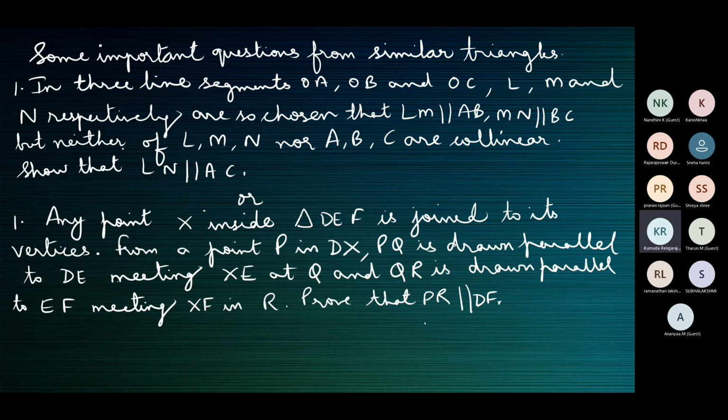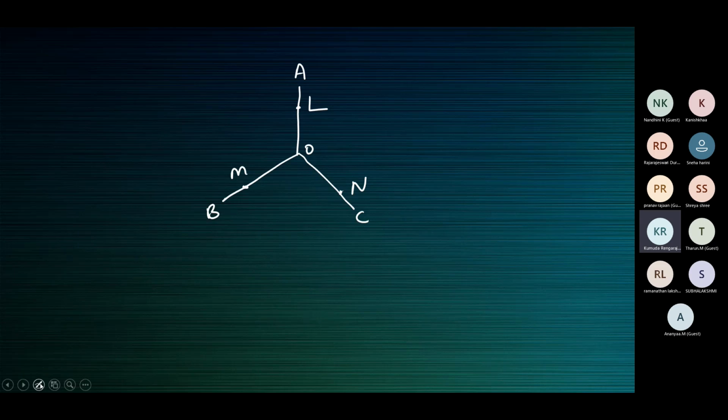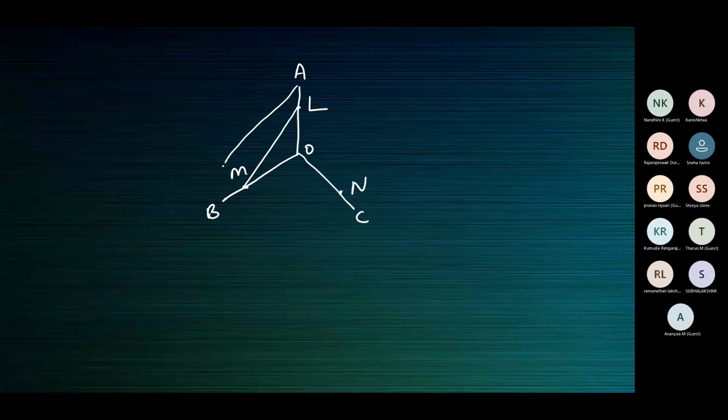L, M, and N respectively are so chosen that LM is parallel to AB. LM, see here? LM is parallel to AB.